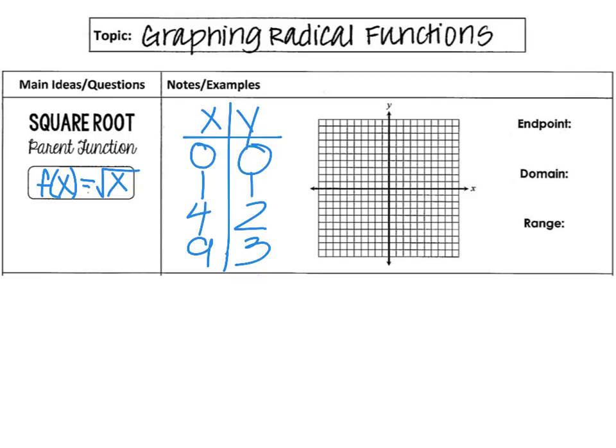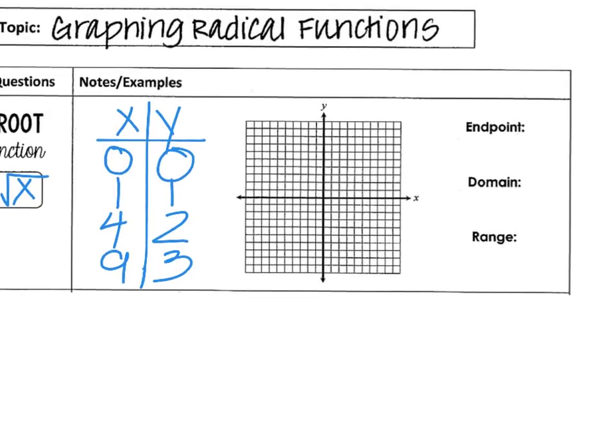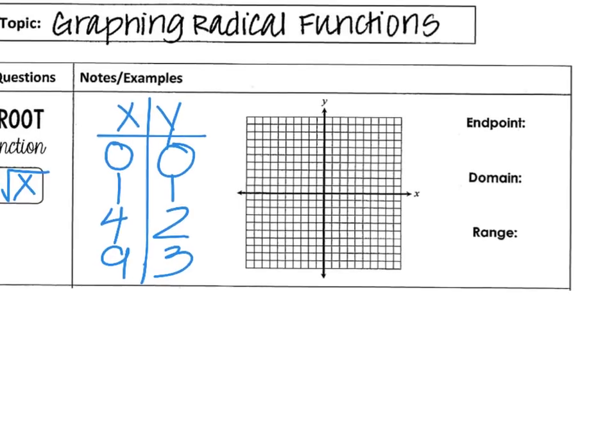Now, using our xy table, we want to plot these points. So this gives us points for us to graph. Anytime we're talking about our square root parent function, this is what it's going to look like. It's going to start at 0, 0.